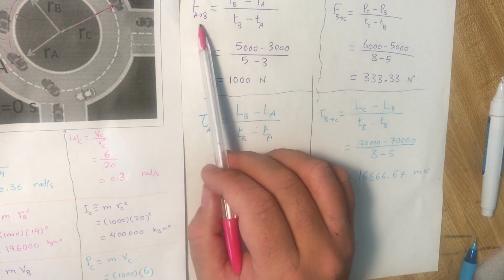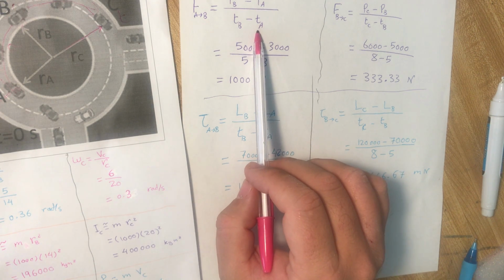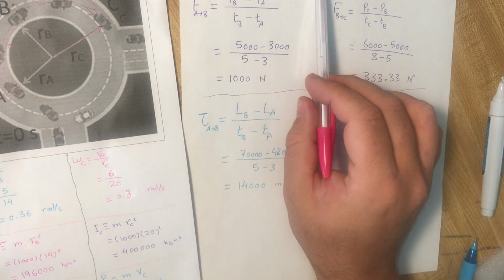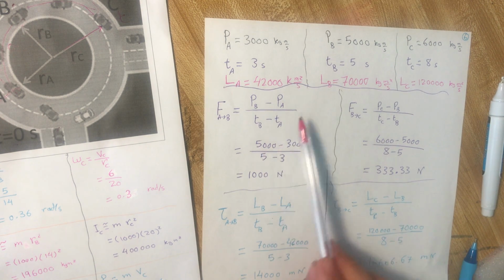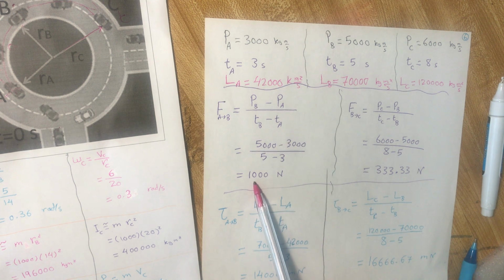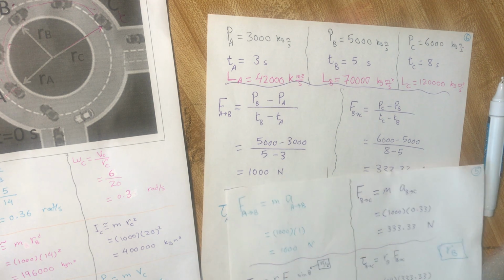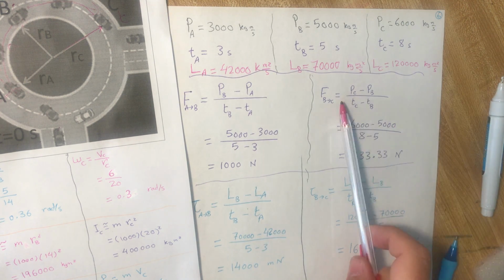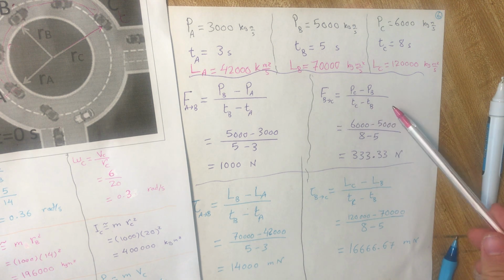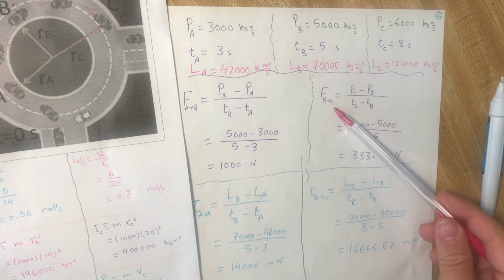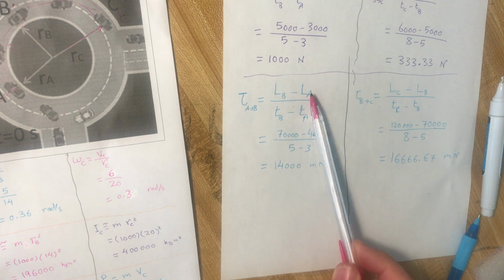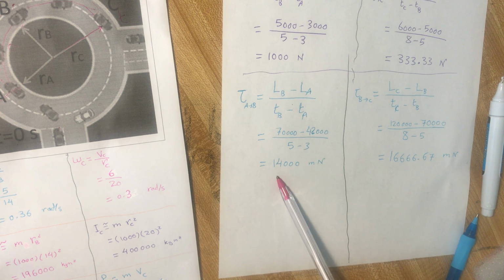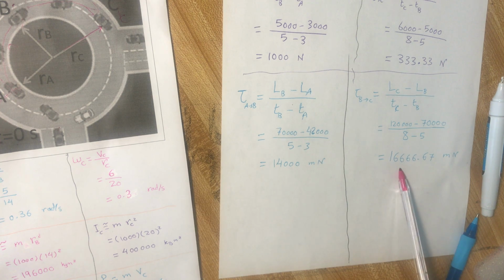Also, we can find the torque and the force by using this technique. We know that the force is equal to delta P over delta T. We have the momentum at B and at A, and the change in momentum over the change in time will be the force. It will be the same value. We have the same force between B and C. Also the torque is the change in angular momentum over the change in time.